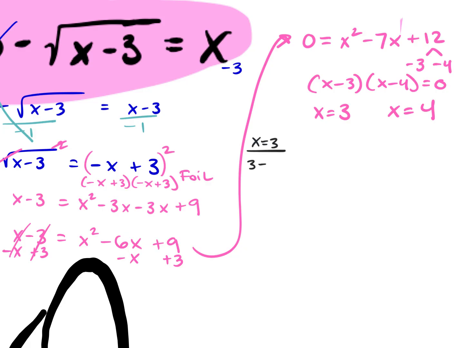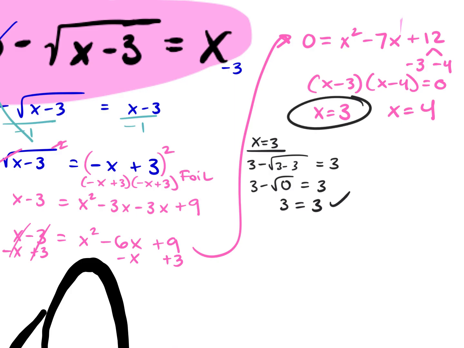So I have 3 minus the square root of 3 minus 3 equals x. Oops, and x is 3. So 3 minus, what's 3 minus 3? 0. What's the square root of 0? And 3 minus 0? 3. Does 3 equal 3? Yes. So 3 works.